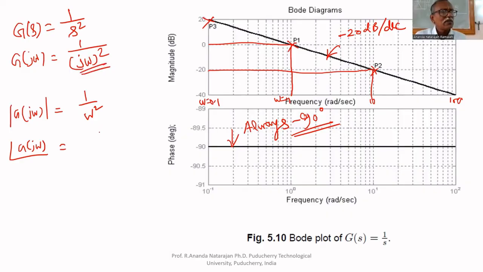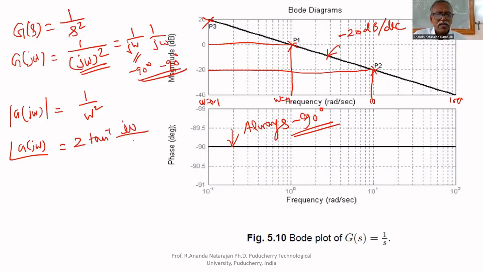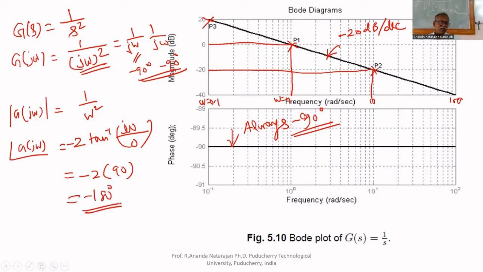For 2 j omegas, 180 degree. So it can be written as 1 by j omega, 1 by j omega. For this, minus 90 degree, for this another minus 90 degree, therefore 180 degree. Or we can write 2 times tan inverse of imaginary part omega, real part 0. Therefore, minus, since it is in the denominator, minus 2 times 90 degree, that is equal to minus 180 degree. The phase plot is always minus 180.